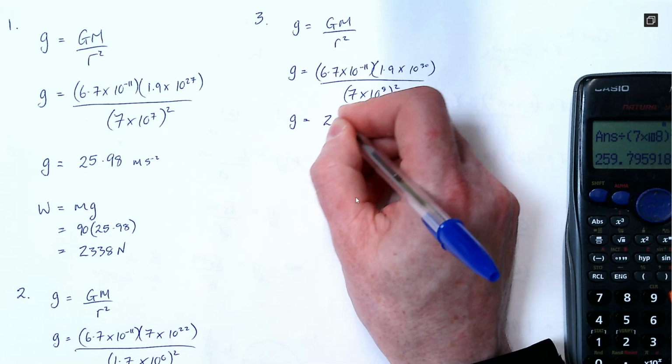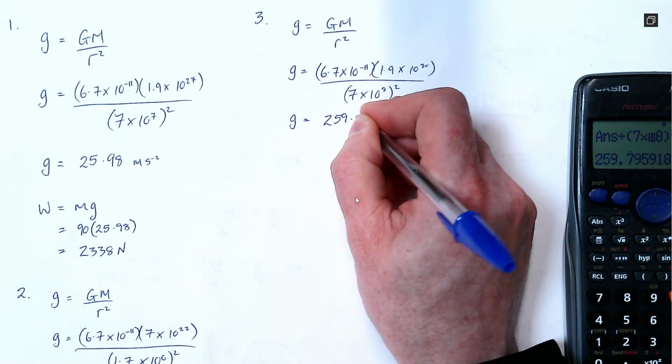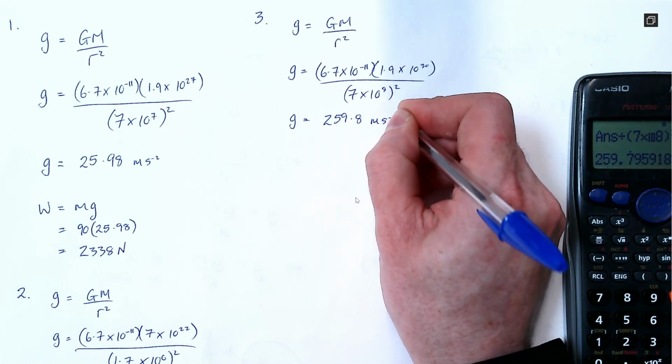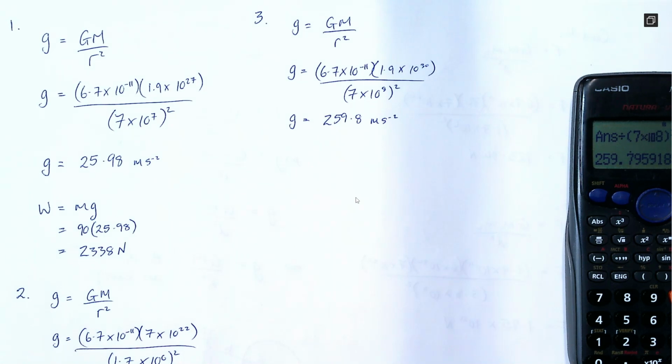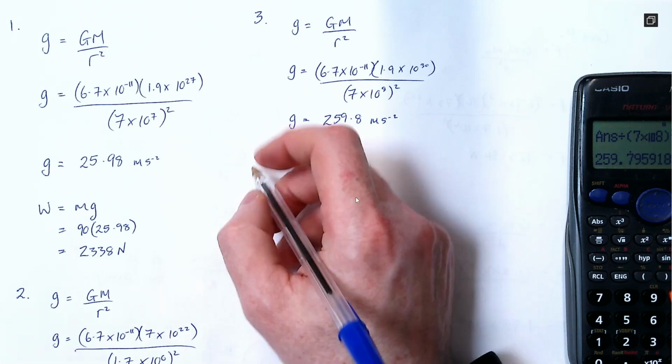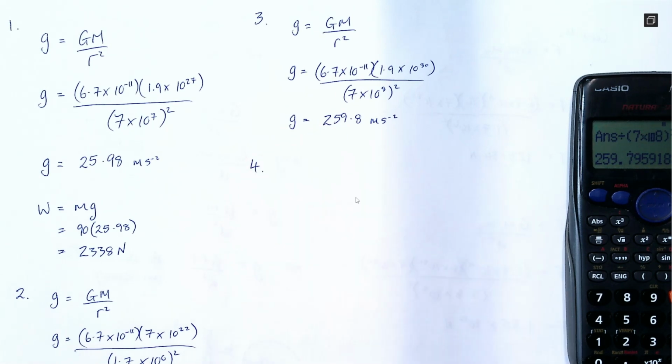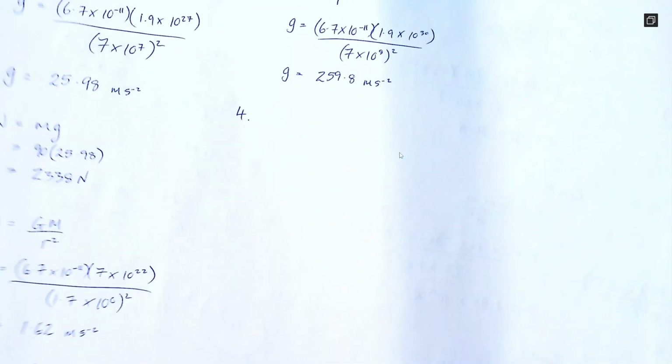So we can just jump into the formula: g equals G M over R squared.